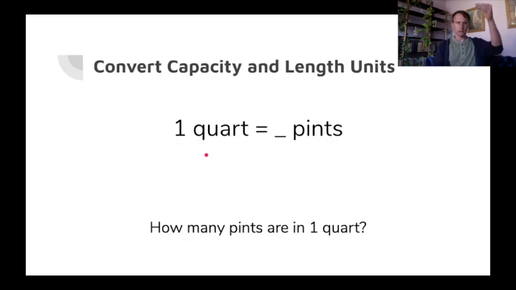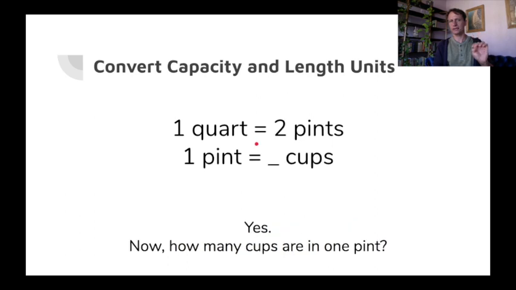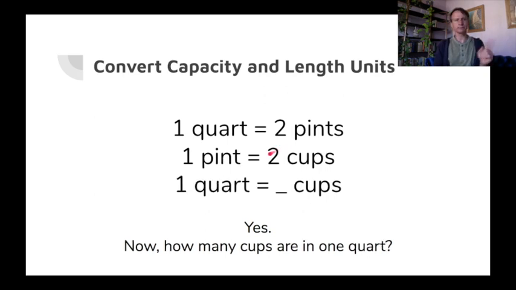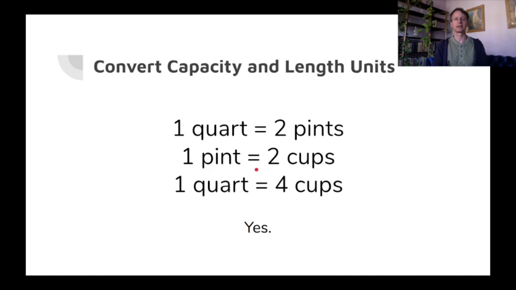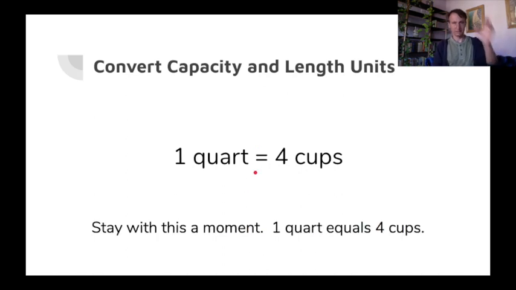We're going to start off going back to capacity and length units. A quart. Oh, remember the quart? All right. How many pints are there in that quart? Okay, so there's 2 pints in a quart. And then let's remember that a pint has how many cups in it? Also 2, right? So that means the quart, which has 2 pints, and the pint, which has 2 cups, the quart has 2 and 2, 4 cups. Good. All right. So remember that. Stay with that. 1 quart is 4 cups.